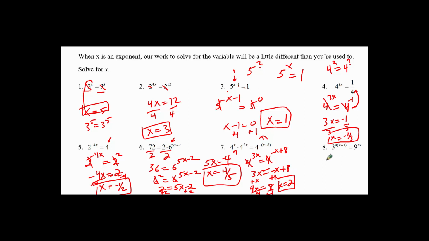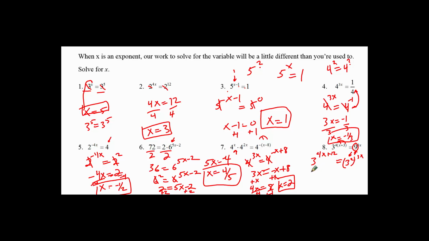Alright, last one here is probably the trickiest one on the page. So we get a 3 to the 4x plus 12. Just getting rid of the distributive property here. Equals. And I said we always want to mess with the larger of the two. So how do I make a 9 become a 3? Well, 9 really is just 3 squared. Everybody knows it. I sure hope you do, because it's 3 times 3.